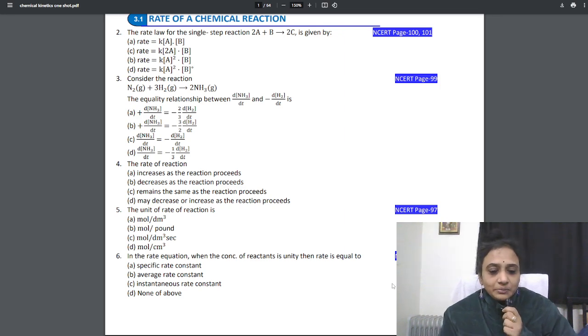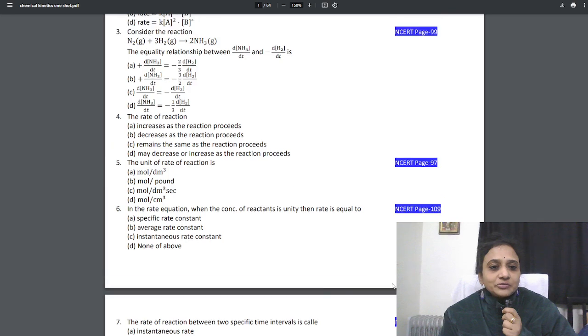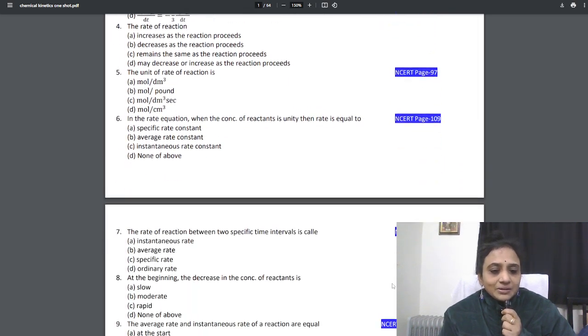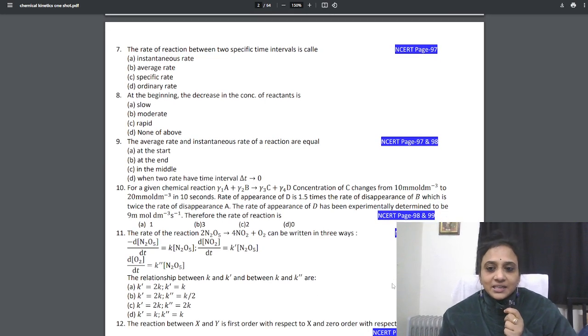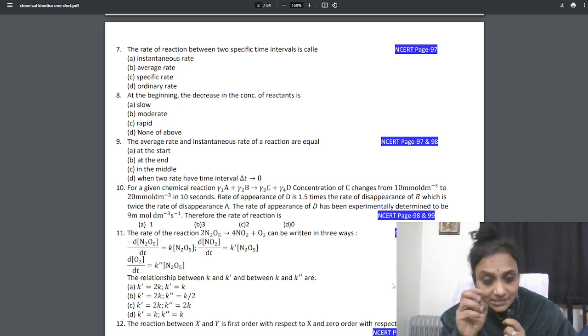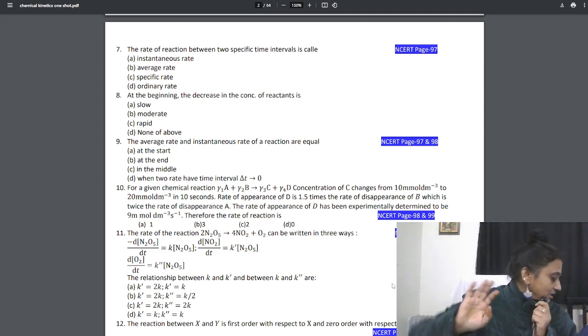Now gradually I'm going into the next MCQs as I showed you. Based on this rate of a chemical reaction, these are all the possible questions asked from different pages, 97, 98, 99, everything from NCERT only. So there are two advantages. If you study this, you can also get through your NEET examination perfectly, because everything is given from NCERT line by line. So this is a double advantage for CBSE, for JEE as well as NEET.